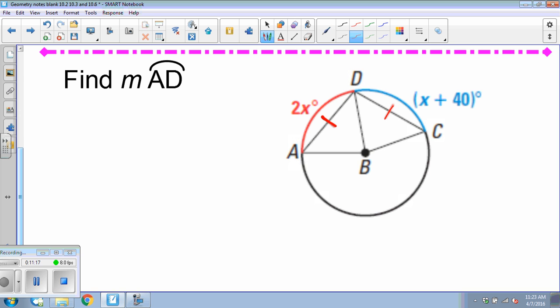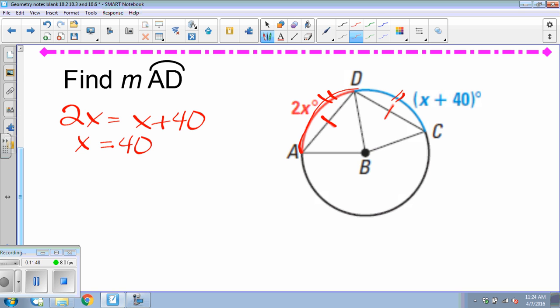So, we have to find the measure of arc AD. So, we have to find this arc. What do we need to find first? X, and then plug it in. Okay? So, we have to set up an equation to find X. We know that these 2 arcs are congruent, so we say 2x equals x plus 40. Solve for x. So, x equals 40.